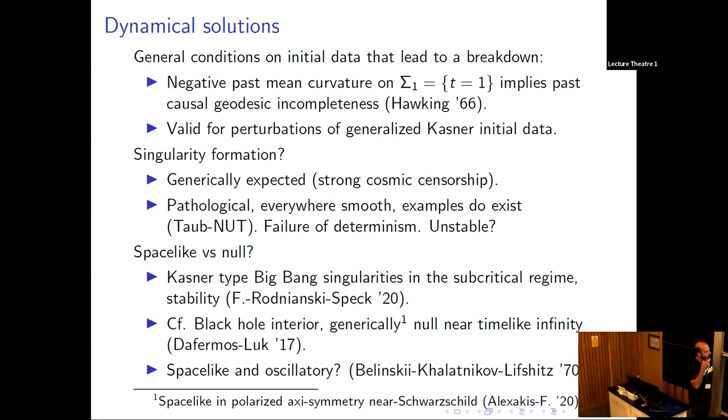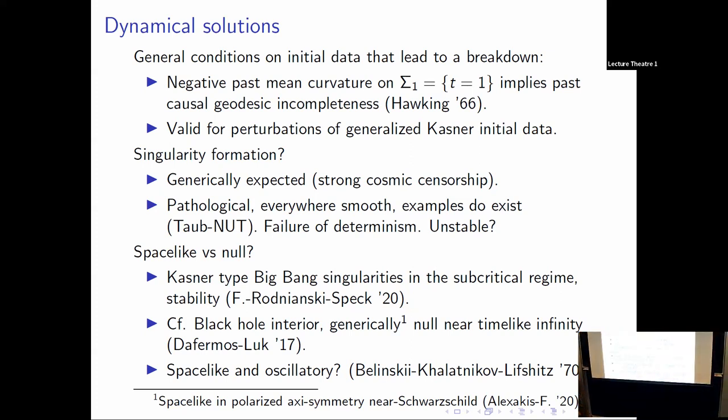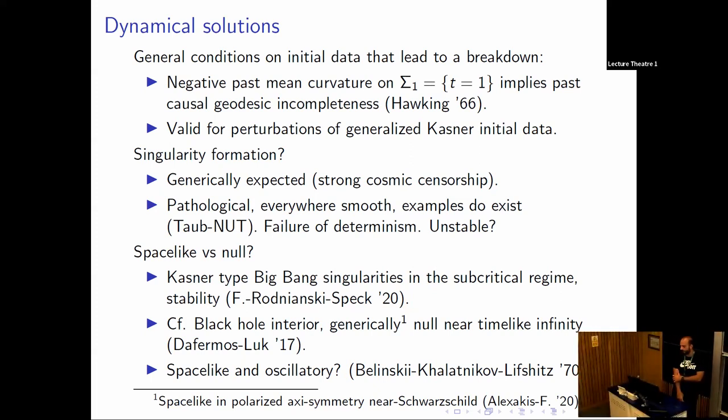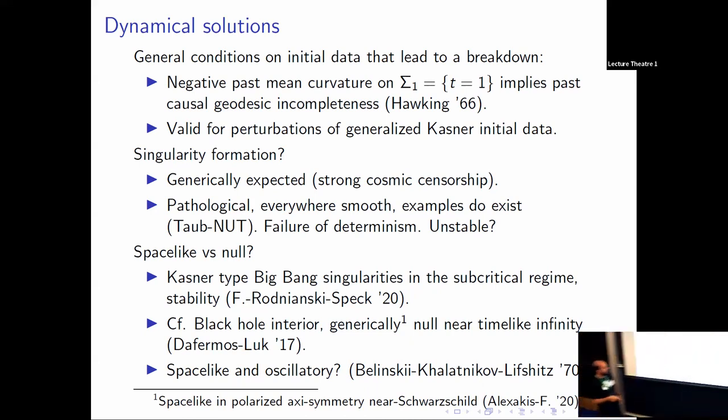And the other scenario, proposed more than 50 years ago by three Russian physicists, Belinsky, Khalatnikov, and Lifshitz, is that outside the subcritical regime, generically, something much more violent, much more complicated will take place. Again, we heard that in Hans's talk, so I don't need to say much about this. Maybe we'll have time for a couple of comments, but there will be oscillations of these Kasner parameters as you go to the singularity in a certain sense. So that's the general picture.